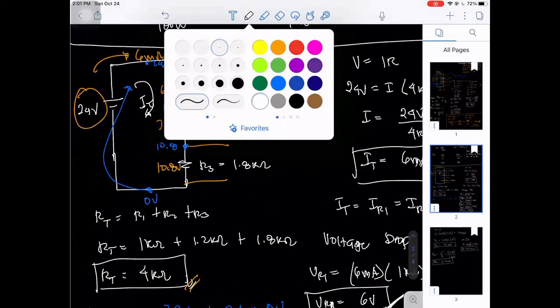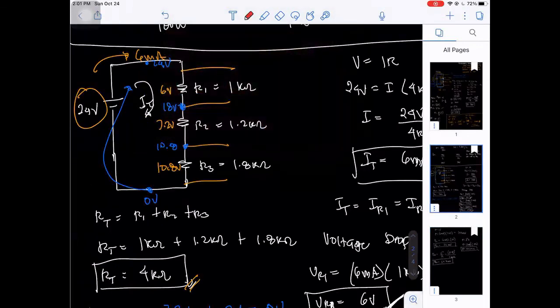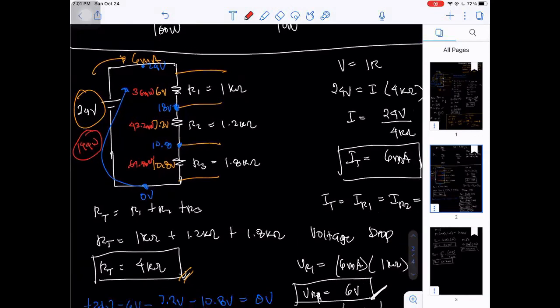So we have now here 36 milliwatts, we have 43.2 milliwatts, and we have 64.8 milliwatts. Notice that if you sum up the power across each resistor, it will add up to 144 milliwatts of power delivered from the battery to our circuit.